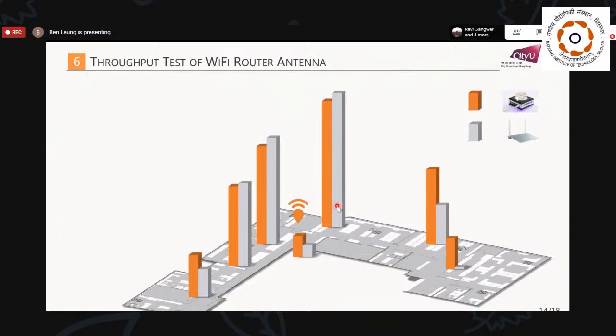Okay, let's see when the testing point is far away from our router, say outside our stage lab. You see, when outside the stage lab, the signal will become much weaker. Now, our router gives a better performance.